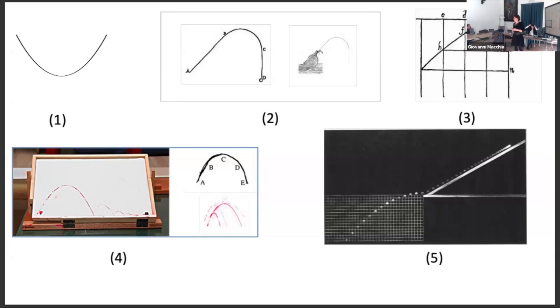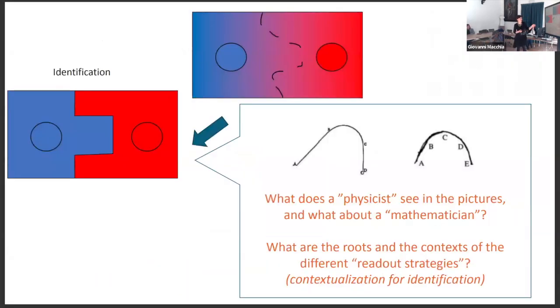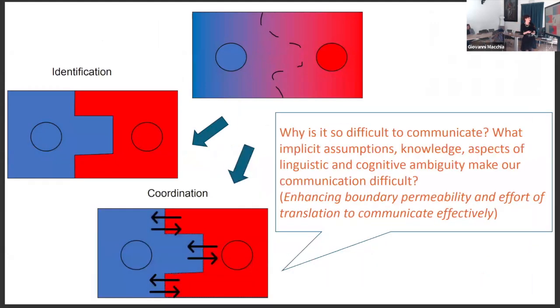So we started to use this one, and we started to ask ourselves, for example, what a physicist sees in this picture. What about a mathematician? How, in order to make this identification, to recognize the different possible readings from the different perspectives. And then we worked on these images and this concept in order to try to understand what kind of communication we could activate in order to understand better each other.